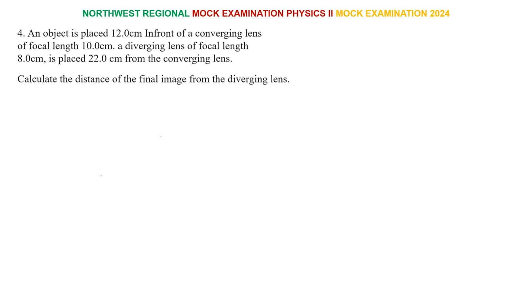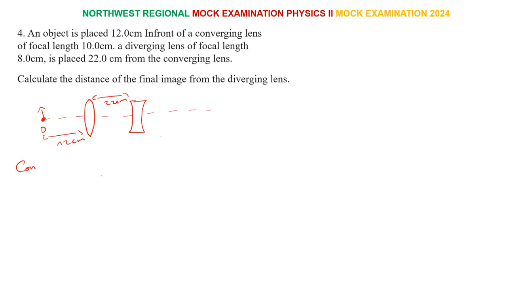So as we saw, I have my converging lens, and somewhere here I have my diverging lens, and I will call my object O. This distance is 12 centimeters. This distance is 22 centimeters. Now the first thing is we are going to find the image with respect to the convex lens.